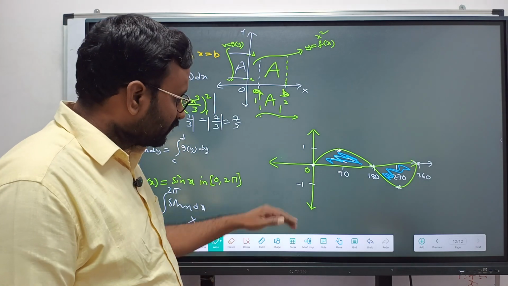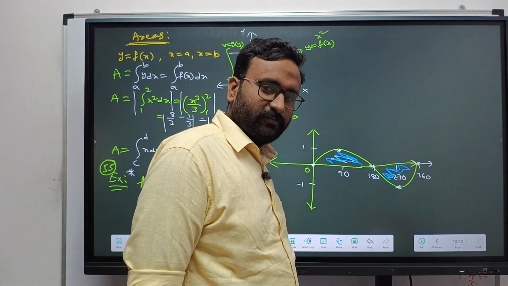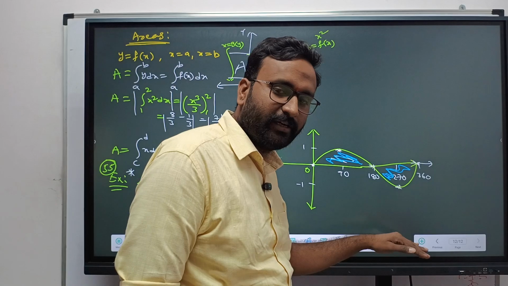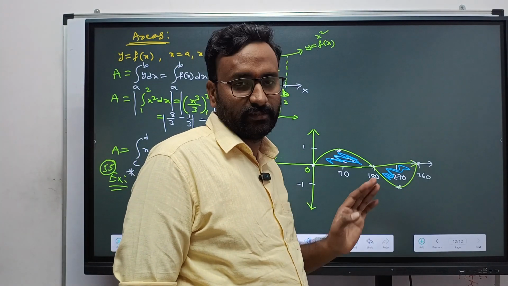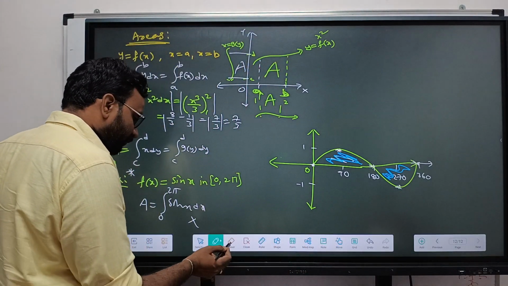If you observe, 0 to 180 is positive, 180 to 360 is negative. That's why you don't do the integration directly from 0 to 2 pi. But now how will it become?